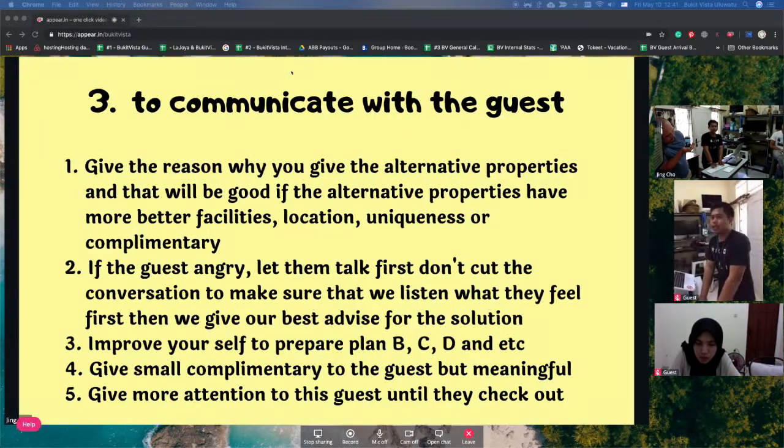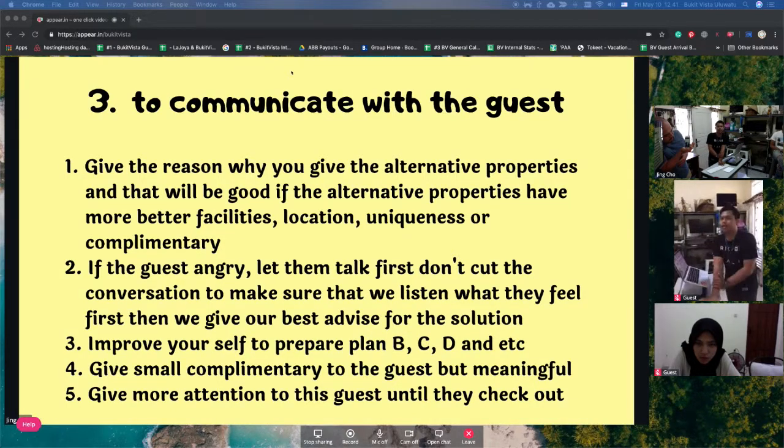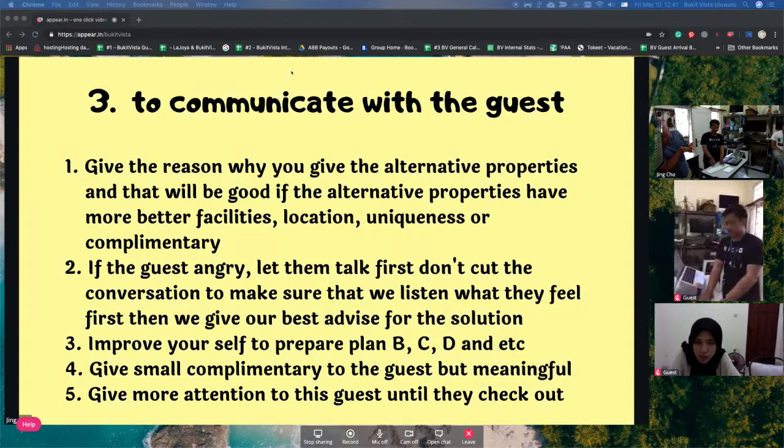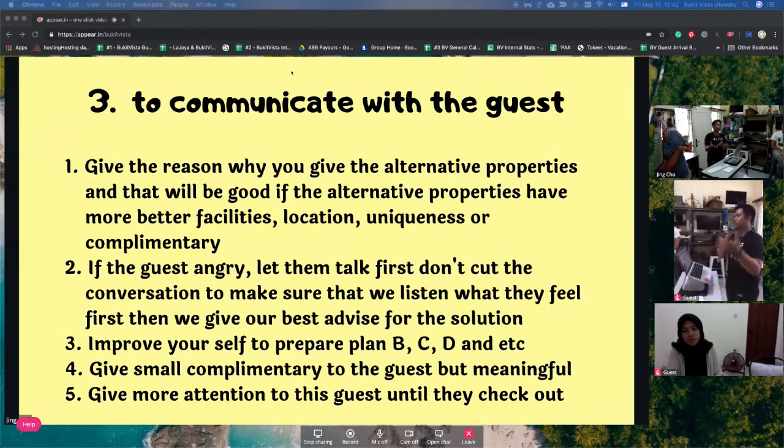And then the third one is communicate with the guest, give the reason why you give the alternative property. It will be good if the alternative property has more facilities, a better location, and uniqueness or complementary features that I mentioned before. And if the guest is angry, let them talk first, and don't cut the conversation, because you have to listen and try to feel what the guest feels.